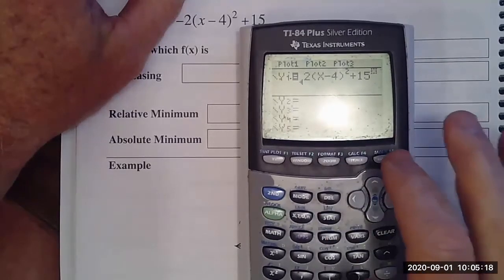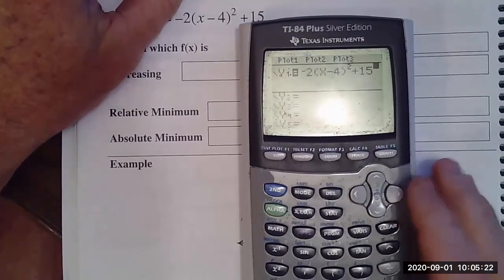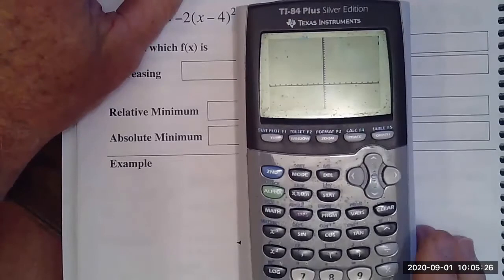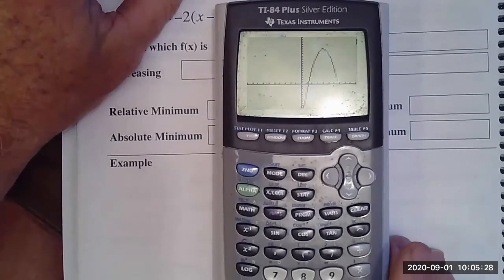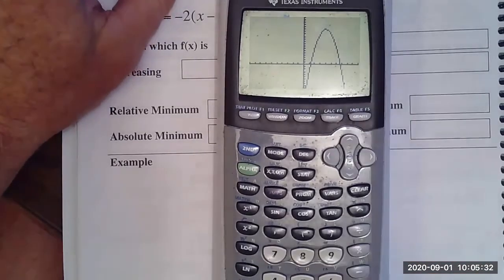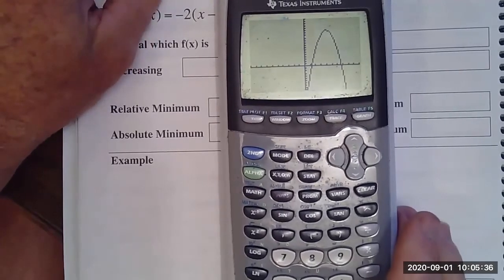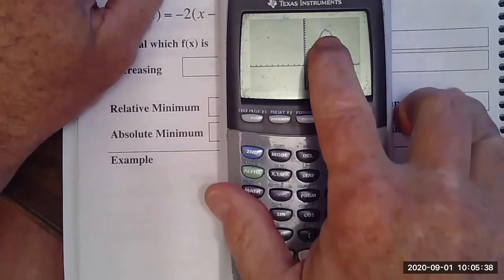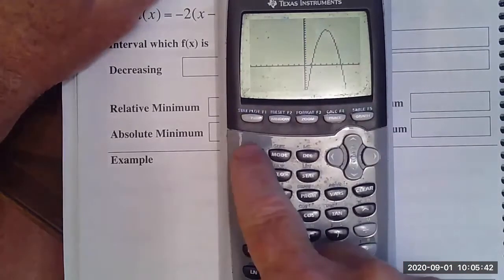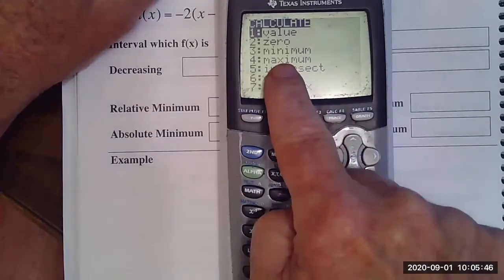Okay, let's try this again. Yeah, it didn't like that. Okay, that's better. Even at Zoom standard, you wouldn't have seen it, but now I can see it once I raised it to 15. That's much better. Now I can find that vertex because that's what I need to answer most of these questions. So second calc, maximum, which is number 4.